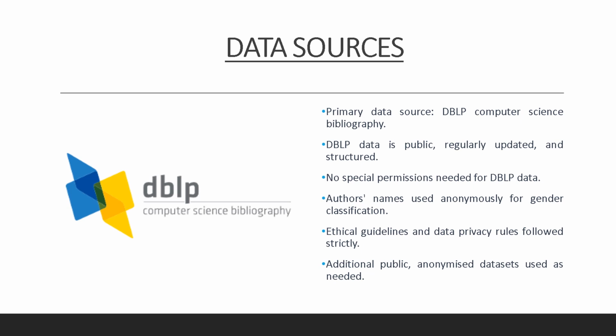The primary data source for this project is the DBLP Computer Science Bibliography. The DBLP database is public, regularly updated, and well structured, making it ideal for this project. All author names will be used anonymously during the gender classification process, adhering strictly to ethical guidelines and data privacy rules. Additional anonymized datasets will be utilized if required.